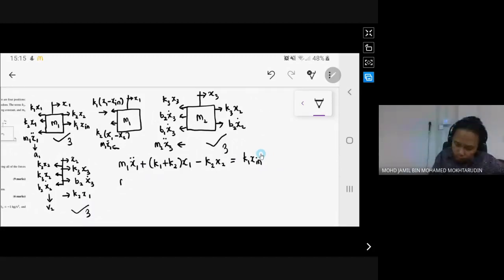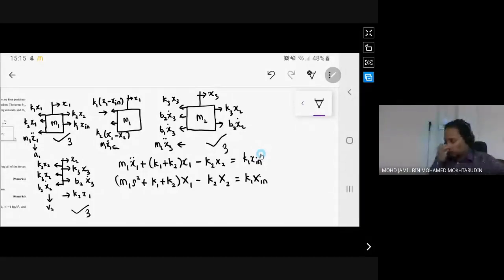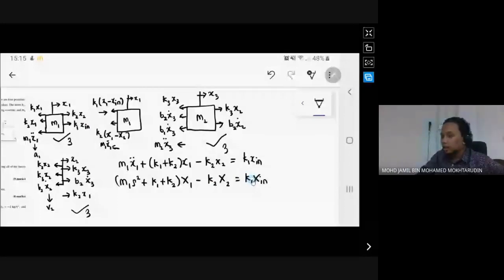So this becomes m1 s square plus k1 plus k2 x1 minus k2 x2 equals k1 x in. Okay, some of you put x in the free body diagram, but suddenly in the equation k1 x in. Saya tak tahu mana datang k1 tiba-tiba. Saya tolak 1 markah. So sini tolak 1 markah, sini pun tolak 1 markah. Some of you buat cara yang unik.